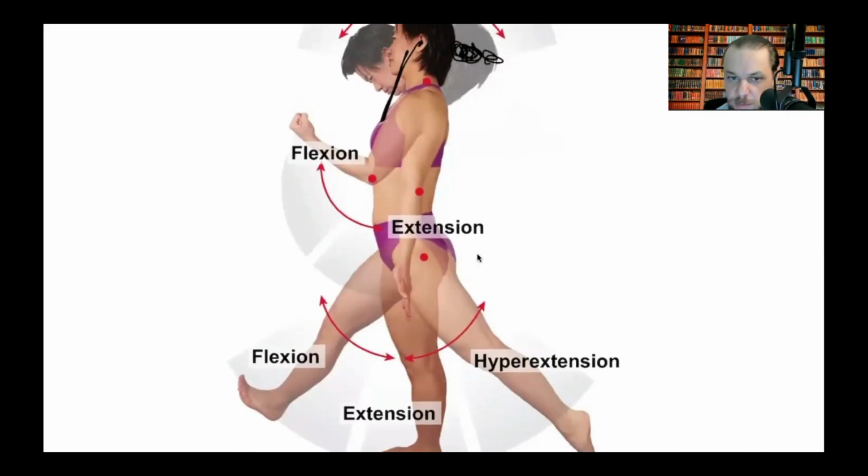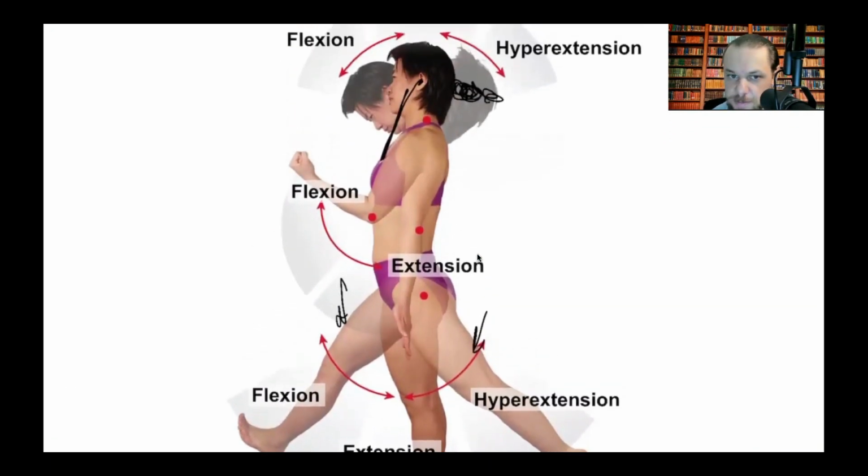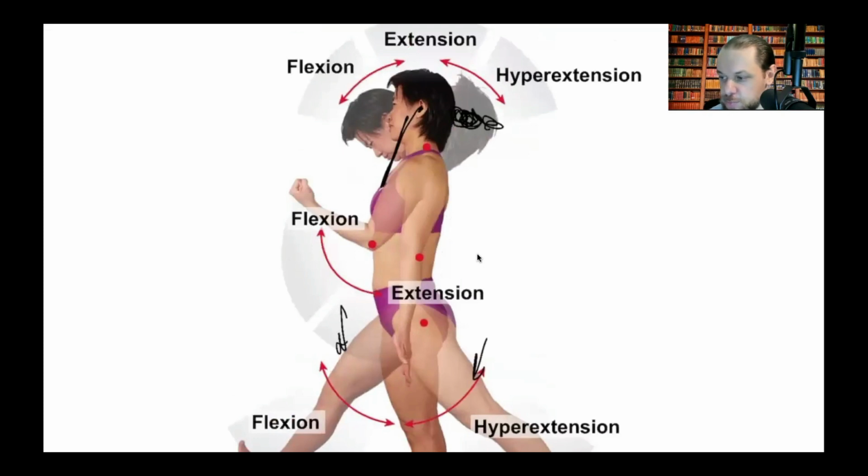Same thing for your arms, flexion, extension. In flexion, the biceps is going to be the one contracted. Extension is the triceps. For the legs, flexion is the hamstrings and extension is the quadriceps. So these terms you want to be familiar with in terms of just description.